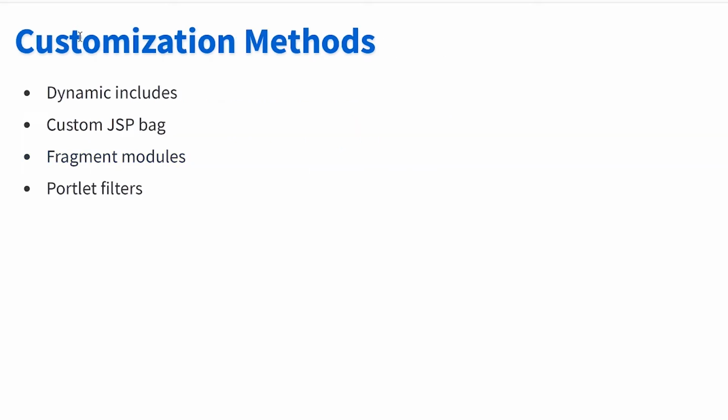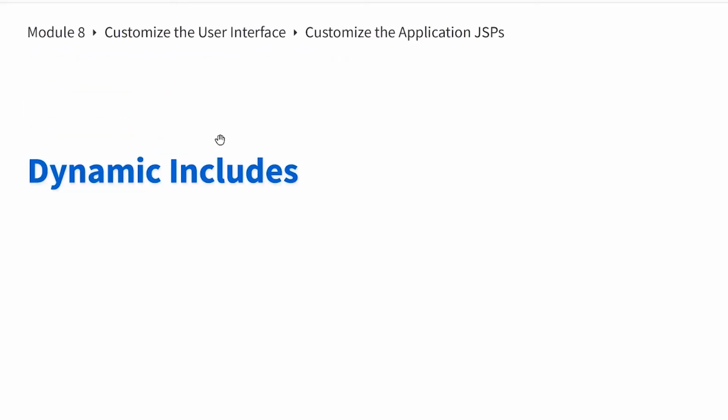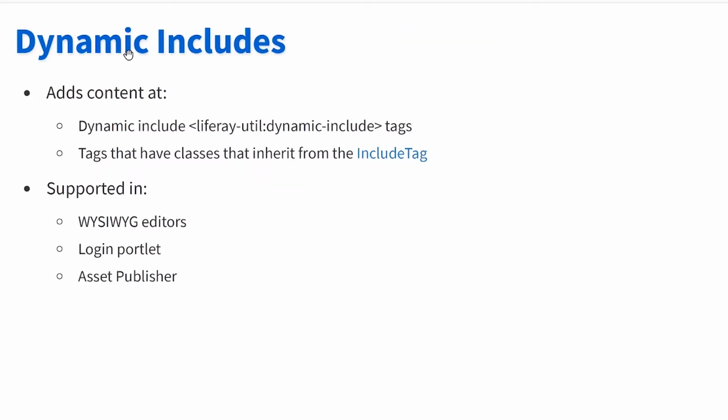We have a couple of customization methods that we can use: the dynamic include, the custom JSP bag, fragment modules, and the portlet filters. The first customization method that we're going to go over is dynamic includes. Dynamic includes add content at 2 points: at the dynamic include tag, and any tags that have classes that inherit from the include tag. Dynamic includes are supported in WYSIWYG editors, login portlets, and asset publisher.